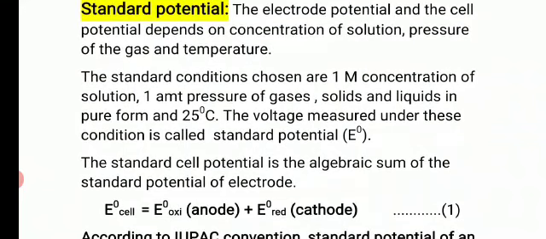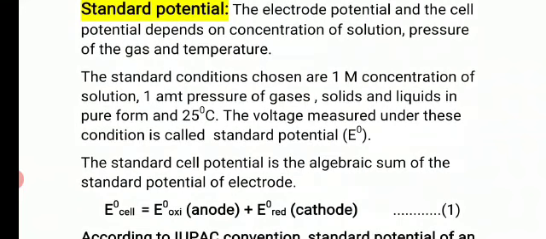I repeat again, standard potential means the potential of the cell is found out when all the species involved in the chemical reaction, or in the redox reaction, are in their standard state. That is, whatever solution is there has 1 molar concentration, whatever pressure is used is 1 atmospheric pressure, and the temperature is 25 degrees Celsius. If all these conditions are fulfilled, then we call the cell potential the standard potential. Understood guys? And finally it is identified as E naught cell is equal to E naught oxidation, that is of anode, plus E naught reduction, that is cathode.